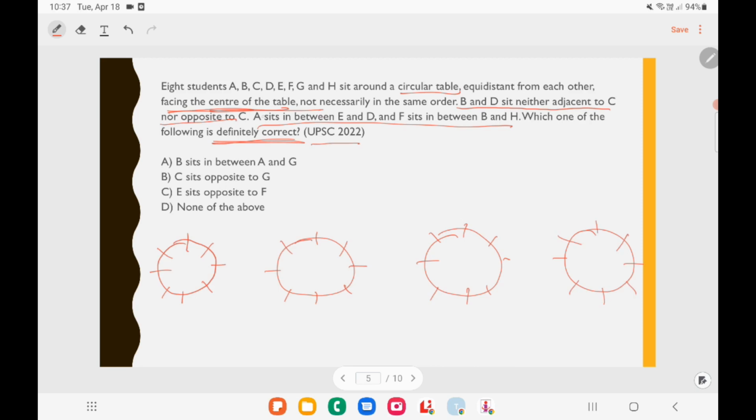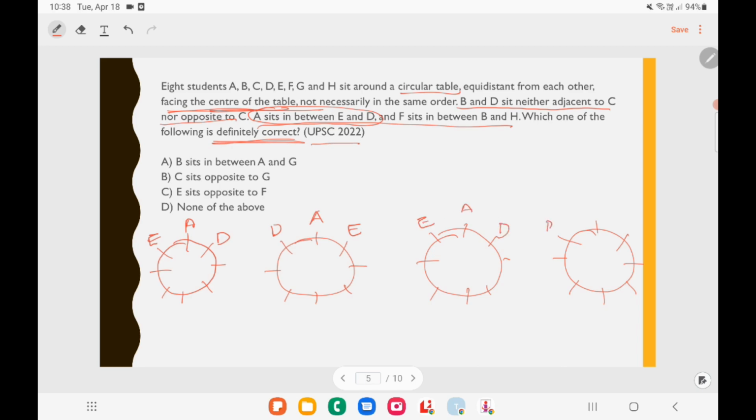Let's take this statement. A sits in between E and D. So in all these possibilities, draw different possibilities in which A is sitting between E and D. So here I will tell you a trick here. So I am drawing E and D like this and A like this. This means A is between E and D. Now I am drawing D here and E here and A here. So in this case also A is between D and E. Now just repeat this one. Whatever I have drawn, just repeat it.